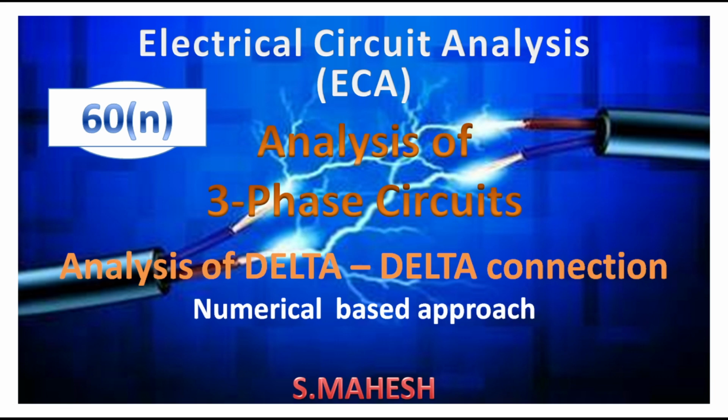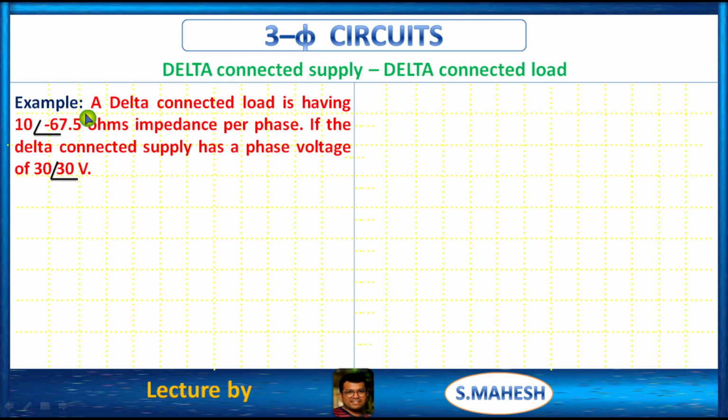Hello everyone. Now we have to discuss the last type of connection, that is analysis of delta connection. Delta connected supply system, delta connected load system. So this is the example. A delta connected load is having 10 at an angle minus 67.5 ohms impedance per phase. If the delta connected supply has a phase voltage of 30 at an angle 30 volts, now we have to get all the related quantities.